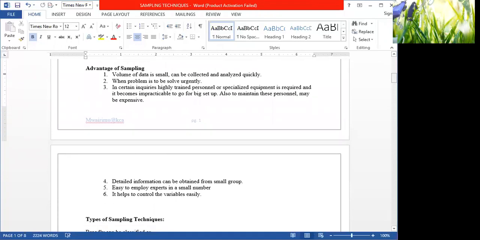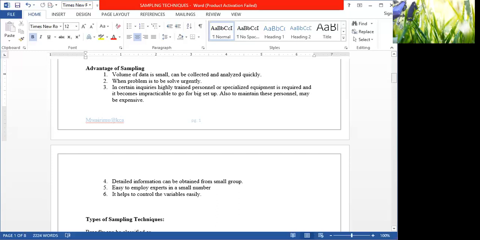Again, there's a chance for you to hire people who are qualified. The expertise element comes in when you're dealing with a small group, because you do not hire so many, and so you maximize the use of people who are highly trained in the field of research. This helps you to maintain a lot of accuracy, and in return you also have the chance to have good results at the end of the day. Also, in detail, you are able to get as much information as you'd like from a small group than when you have a large population.